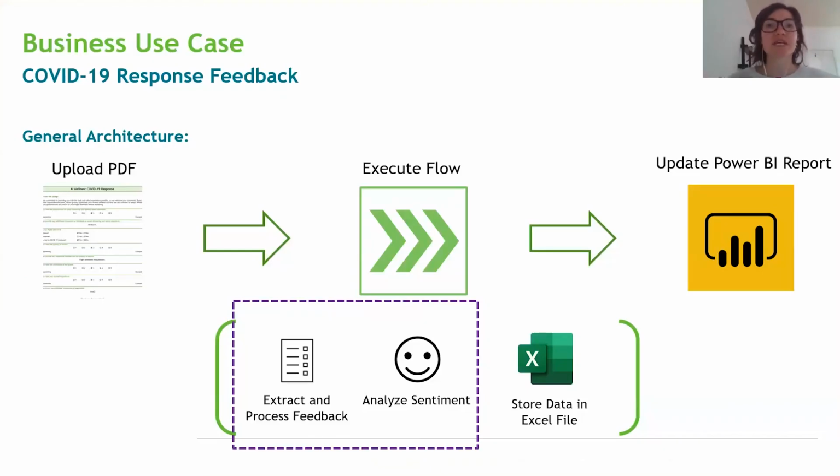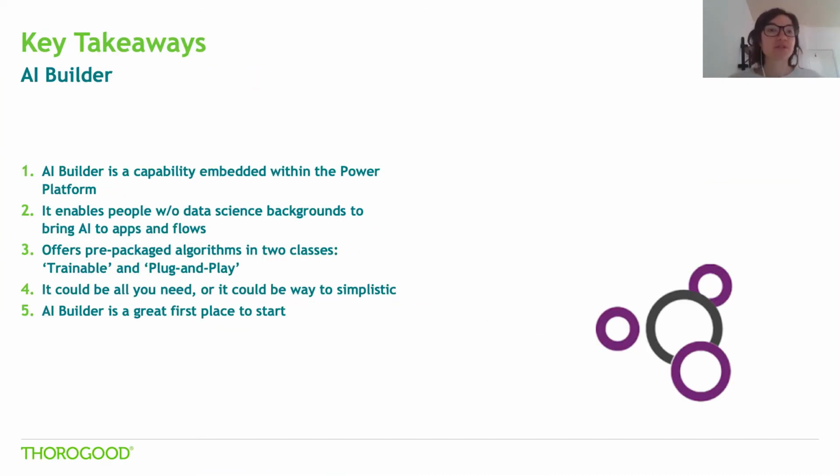Just to sum up what we did, we're uploading our feedback forms as PDFs, pushing them through a flow in which the feedback is extracted and analyzed for sentiment, and then that information is pushed to a Power BI dashboard. Key takeaways. AI Builder is a capability embedded within the Power platform. It enables people without data science backgrounds to bring common use AI algorithms to apps and flows. This tool offers prepackaged algorithms in those 2 classes that we talked about, trainable and plug and play. With that, it could be all you need, or this tool could be way too simplistic. But overall, AI Builder is a great first place to start when integrating AI.